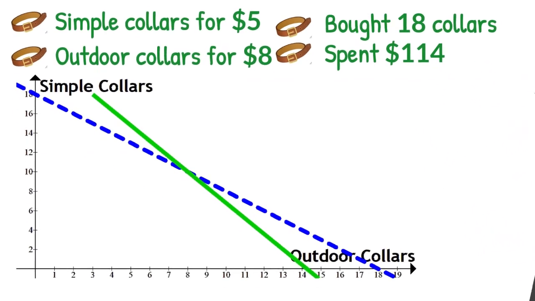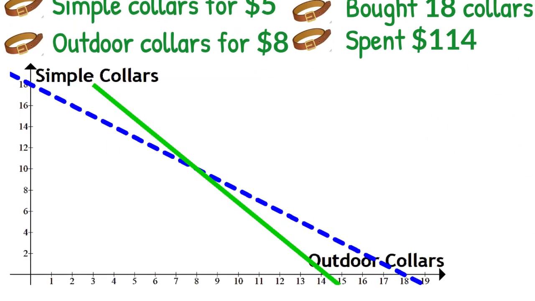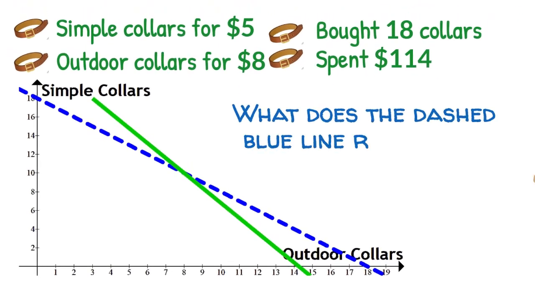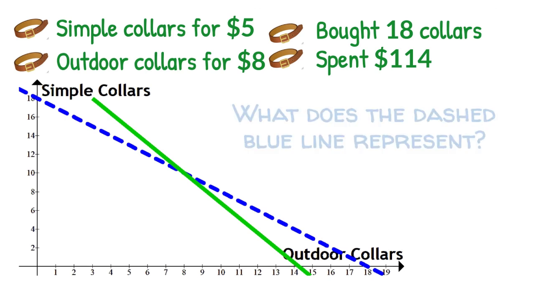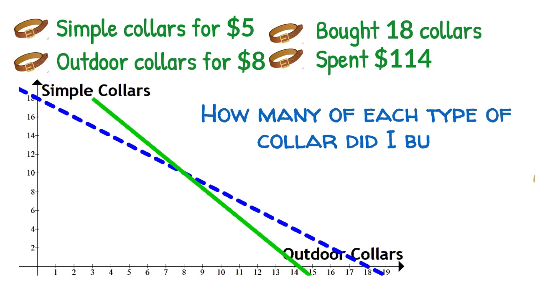This graph shows these relationships. What does the dashed blue line represent? How many of each type of collar did I buy?